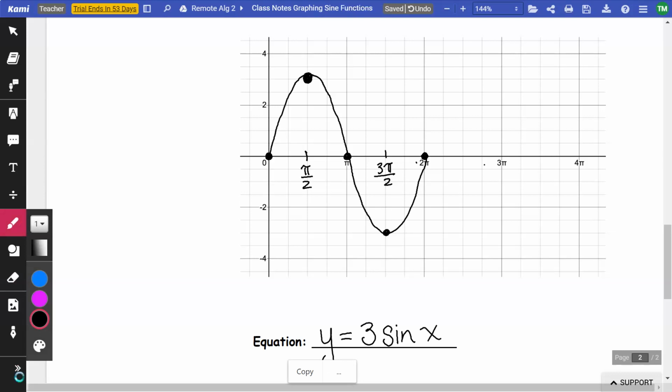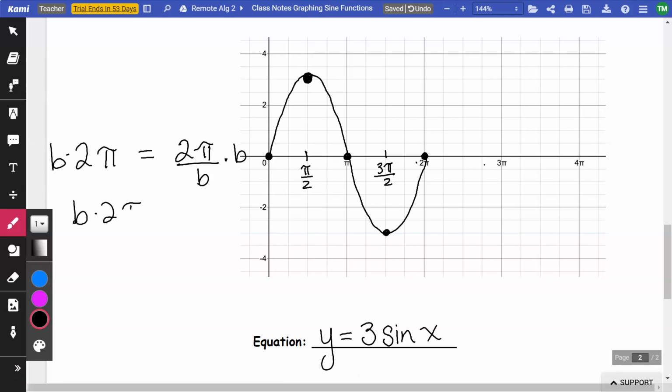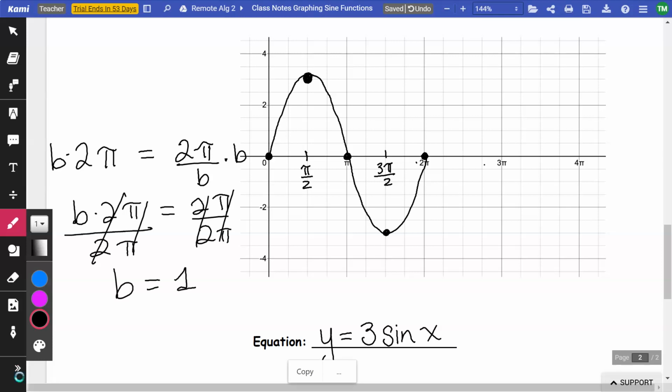Well, let's make sure that we're right. So the period of this function was 2 pi, and that should be equal to 2 pi over b. And we just want to make sure that b really is equal to 1, that we are correct. So we're just checking that algebraically. We're going to multiply both sides by b. So b times 2 pi is equal to 2 pi. Divide both sides by 2 pi. And we get b is equal to 1. Sure enough, b is 1. And that's it for today.